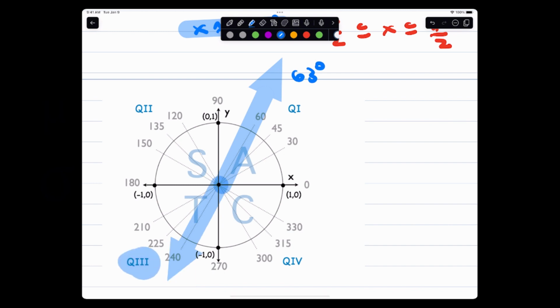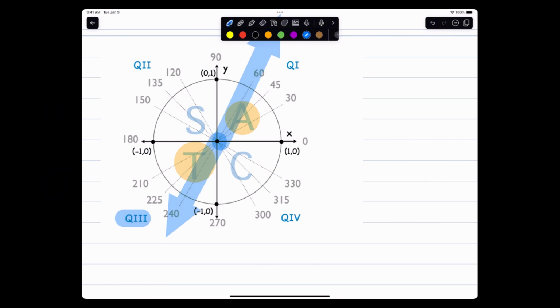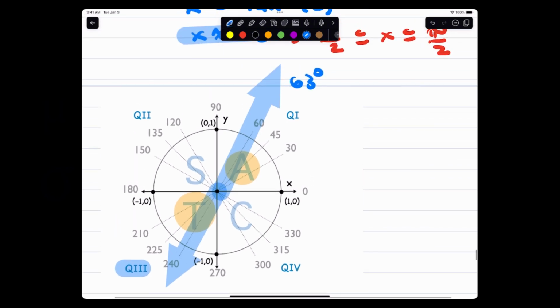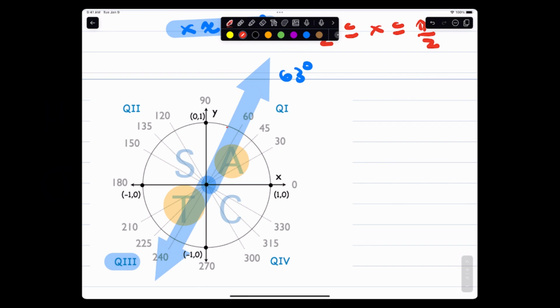Isn't it in quadrant 3? You say, how do we know? Because what's the meaning behind "All Students Take Calculus"? Yeah, quadrant 1, quadrant 3, tangent's positive. What's the relationship between that 63 degrees and the quadrant 3 angle? You have to add 180 degrees. So here's your two solutions.